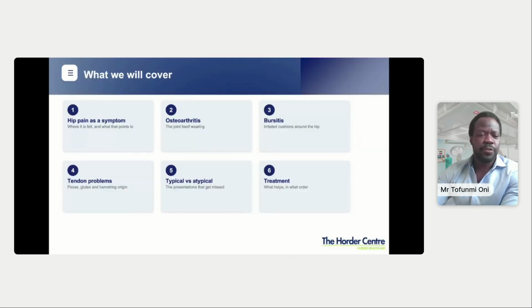So, a quick look at what we will cover. One is hip pain as a symptom, where it typically is, and what that points to. Then I want to look at some very specific causes of hip pain, including osteoarthritis, bursitis and what that means, tendon problems around the hip, typical and atypical presentations of the hip, as well as treatments of these various bits of pathology.